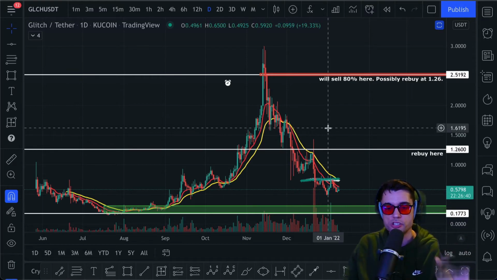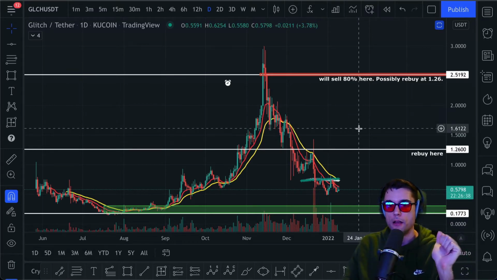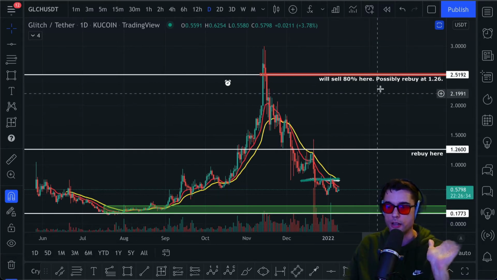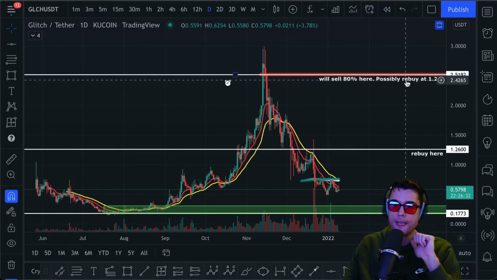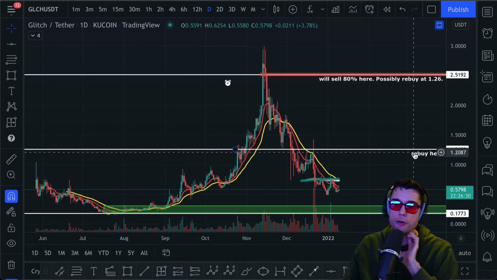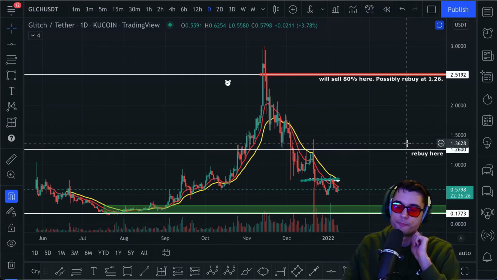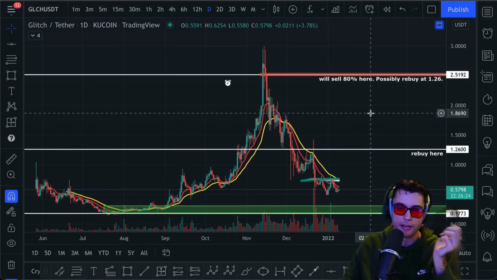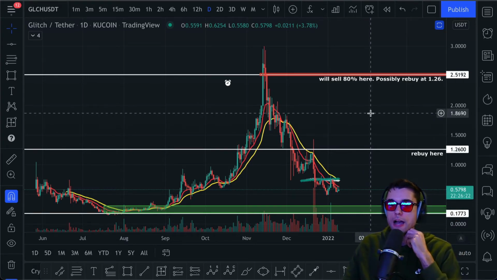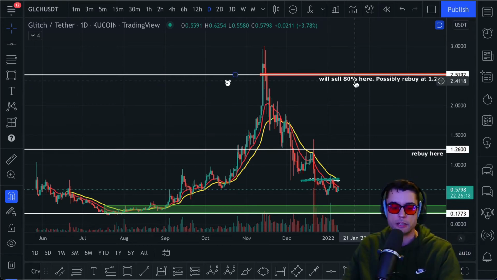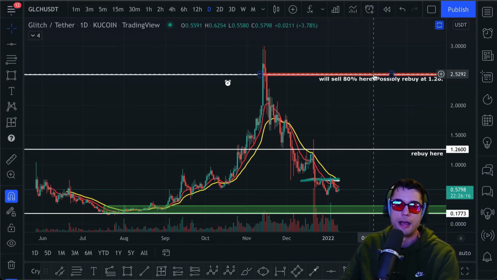Okay, so I actually switched up a little bit here. I'm going to be selling 80% at about $2.50, right? 2.51. And I'm going to try to rebuy it at 1.26. I'm going to see if that happens. If we're in a really big bull run, it's not going to happen. But I'm comfortable holding 20% as a moon bag. I just want to take my 80% profit up here. This is what I'm personally doing.